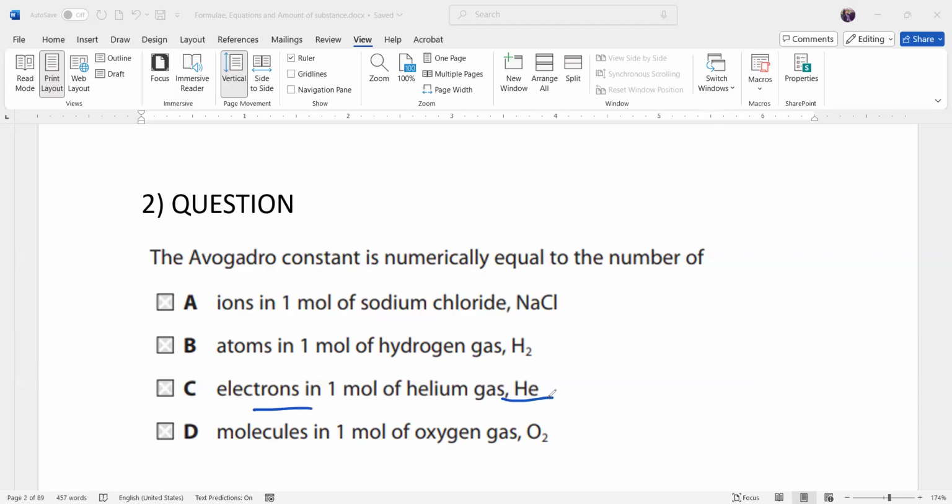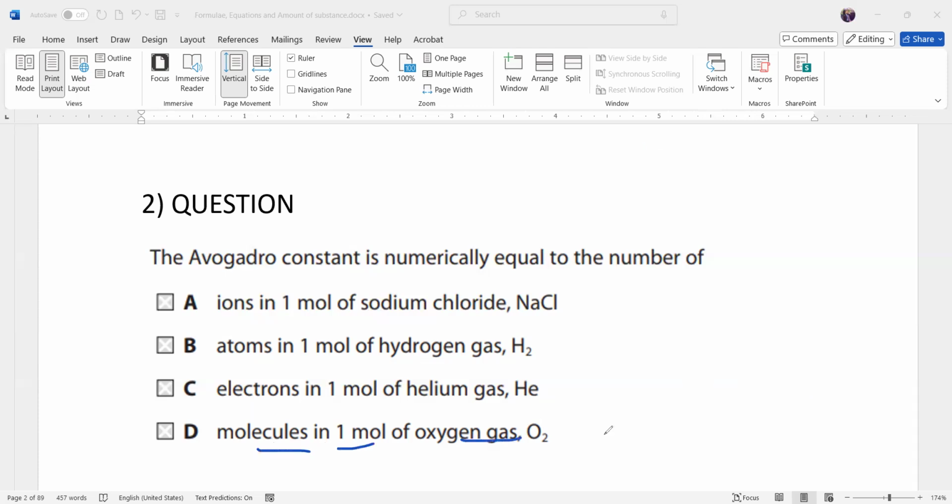Electrons in 1 mole of helium. If we have 1 mole of helium, helium is 4 and 2. So there are 2 electrons in each helium. So 1 mole of helium, how many electrons does it contain? 2. But we are looking for 1 mole, because if it's numerically equal to Avogadro's constant, it should be 1 mole.